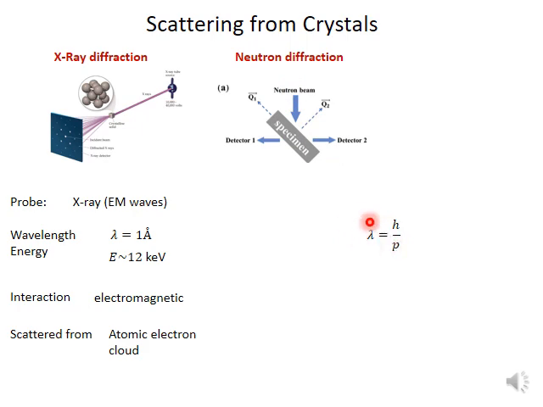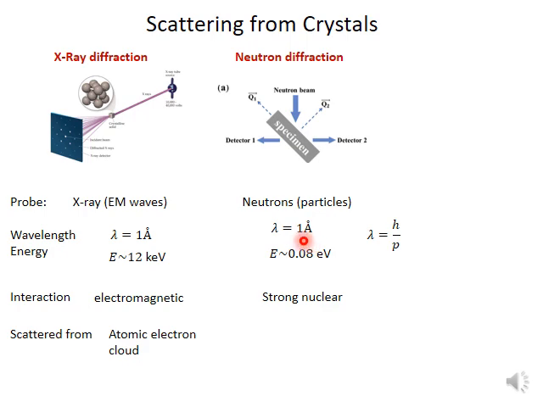And if the de Broglie wavelength of a neutron is on the order of an angstrom, which is basically the atomic spacing, then you can use these as well for diffraction from the atomic crystal. So in this experiment, the probe which is incident on the sample and which scatters off are neutrons, which are particles with a certain de Broglie wavelength, and the de Broglie wavelength is on the order of 1 angstrom.